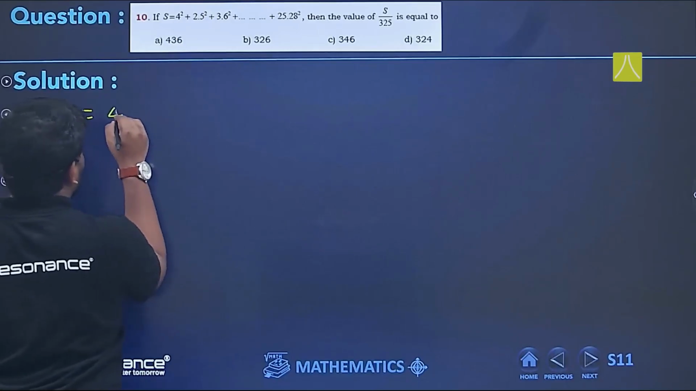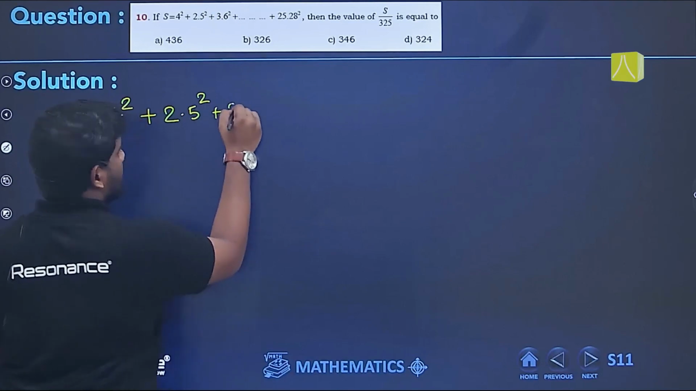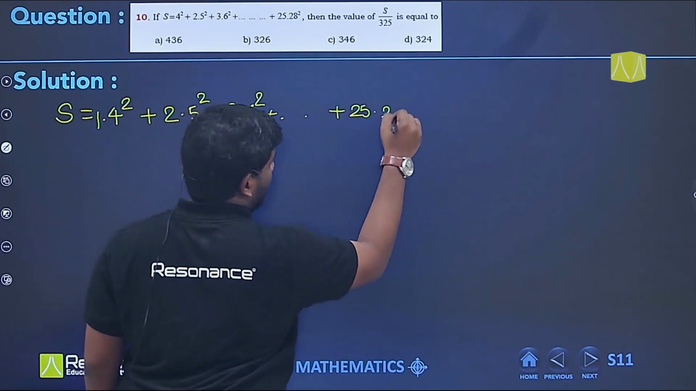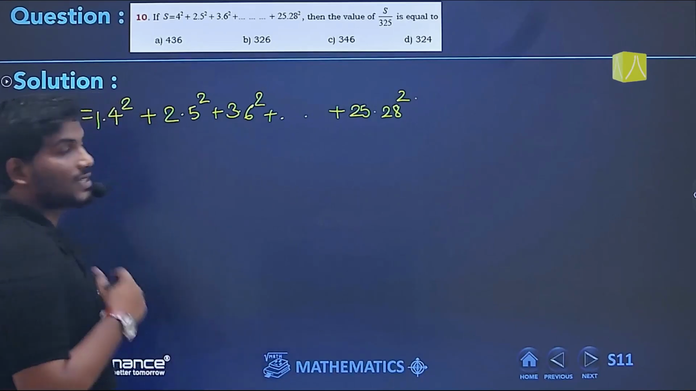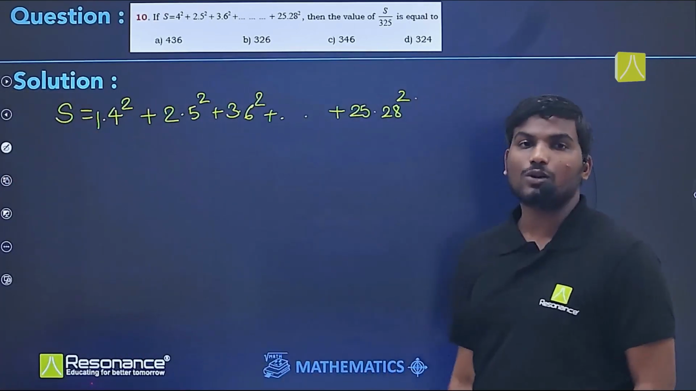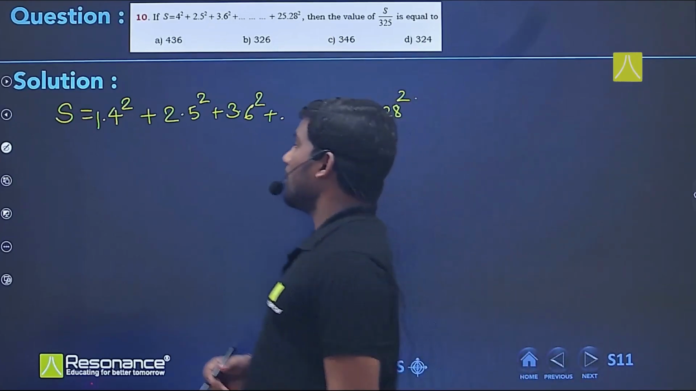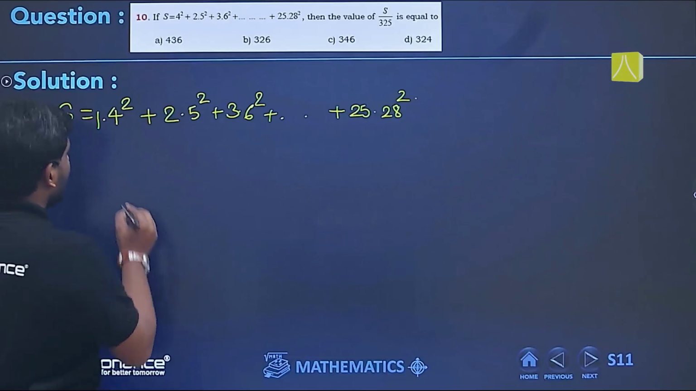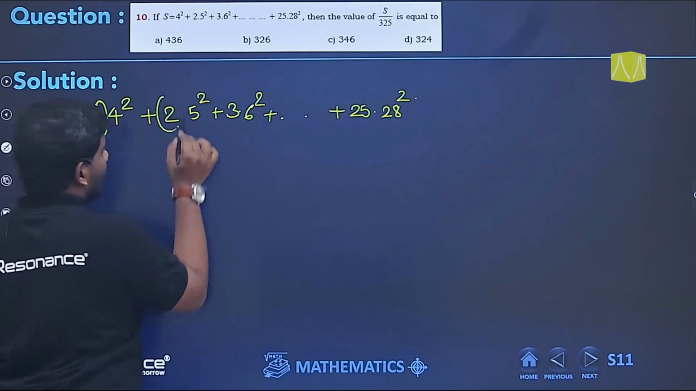S equal to 1 into 4 square plus 2 into 5 square plus 3 into 6 square and so on, plus 25 into 28 square. Now how do we go about this? This kind of looks like an AGP, but this is not actually an AGP. So we can't use the AGP solving method of multiplying it with the common ratio and then operating our methods, but instead we could observe the first term is 1 into 4 square, second term is 2 into 5 square.